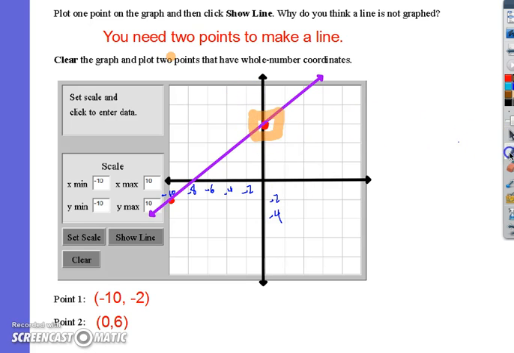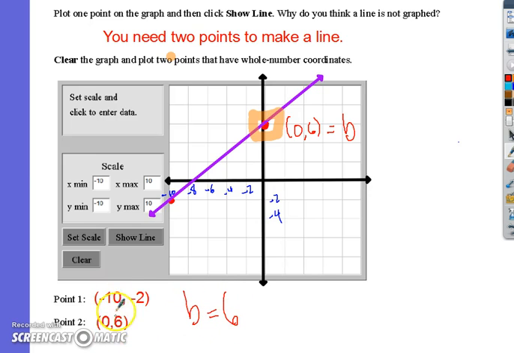And that's the coordinates 0, 6. You can tell that's the intercept because the x value is 0. So this is the coordinate 0, 6, and that means that the intercept b is 6. So I'm already halfway there. In the equation mx plus b, b is 6.